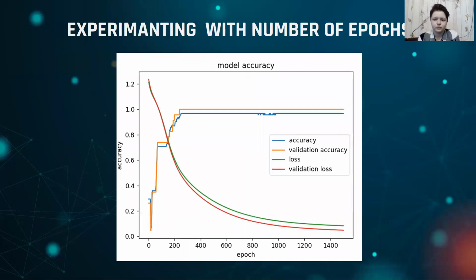This slide shows a plot of the dependence of the accuracy and loss on the number of learning epochs. The plot shows that the accuracy reaches its maximum value at 220 epochs and no longer changes. But at the same time, with a further increase in the number of epochs, losses fall, reaching the optimal value at the level of 1,200 epochs. This is the number we chose for our neural network.